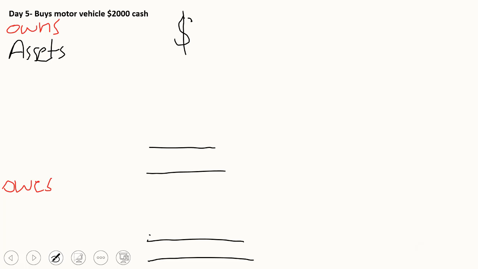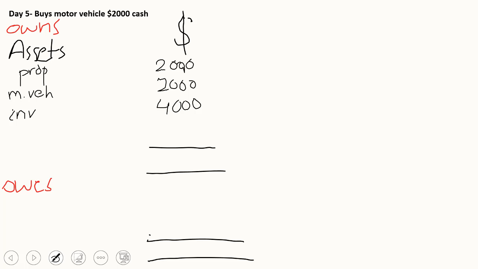Moving to day 5. Buys motor vehicle $2,000 cash. So property, how much was it? $2,000. There is no change in property, but now there is a new non-current asset, and that is a motor vehicle. And how much is that? Is 2,000 as well. Is there any change in the non-current asset inventory? No, it's still the same. And how much was it? 4,000.